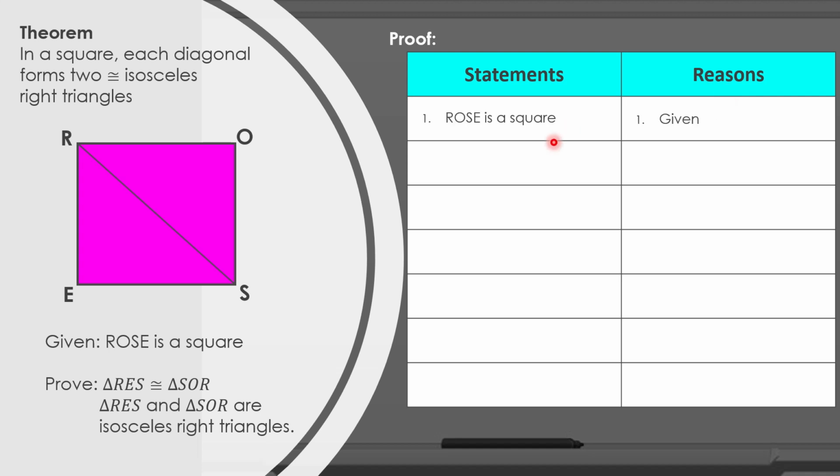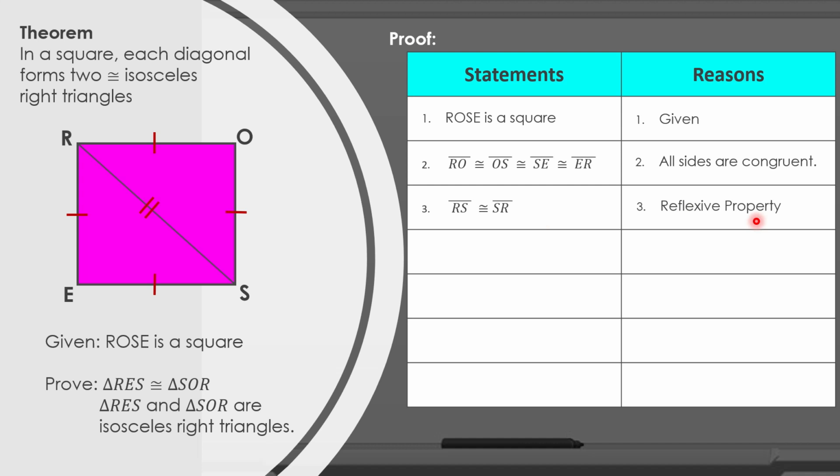So let us start first with the given. ROSE is a square. So it means that side RO is congruent to side OS, is congruent to side SE, is congruent to side ER. So by the definition of square, all sides are congruent. So we have here two pairs of congruent sides. So let us have our third statement. So let's say that RS is congruent to SR by reflexive property.